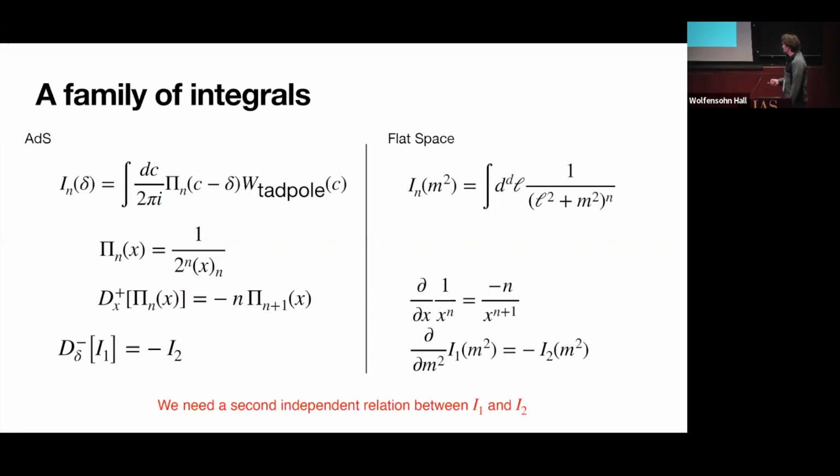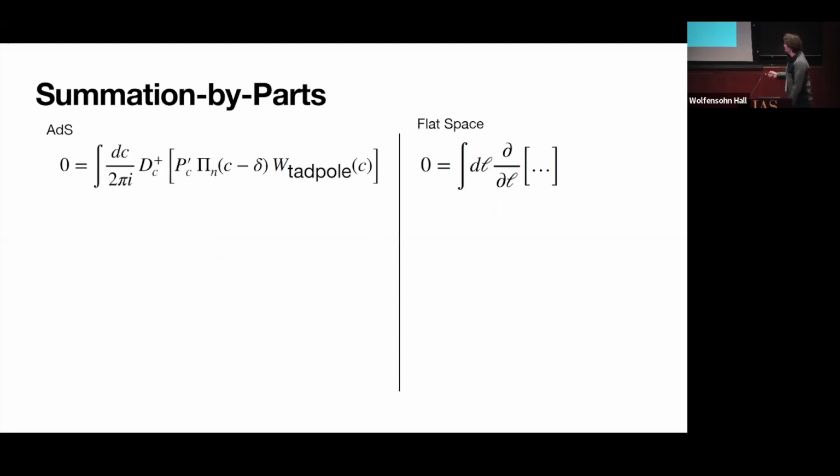But the problem here is that we need a second independent relation that relates I1 and I2 to actually write down a difference equation solely in terms of I1. And this is where summation by parts comes from. Again, integration by parts for flat space, summation by parts because we now have a sum. So we write down the summation by parts identity for AdS, where it's basically the same way that you derive it in flat space, except for a sum instead of an integral.